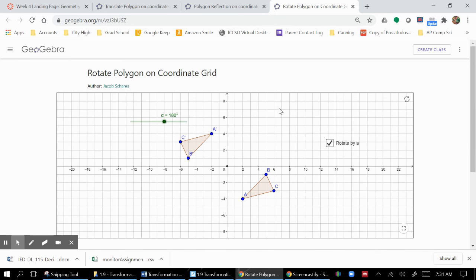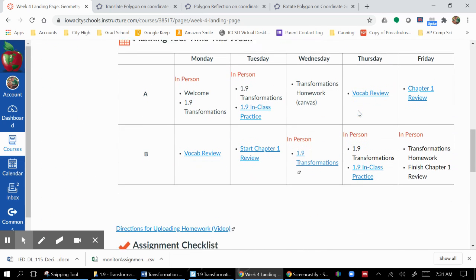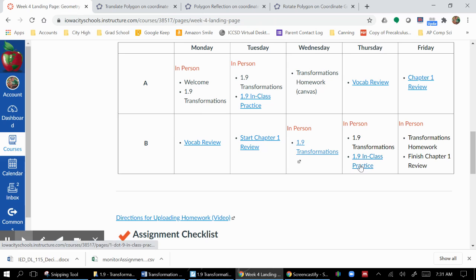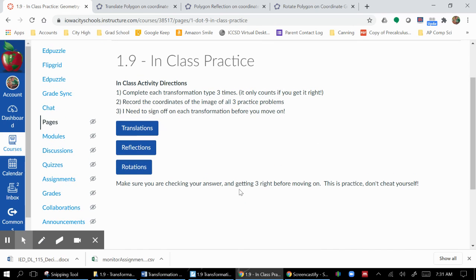So let's go into the activity that we're going to do today. If you are on the landing page for Canvas on your Chromebooks, you'll see right there on Thursday, you got 1.9 in-class practice. So we go ahead and click on that. And what you're going to see here is 3 separate quizzers. There's a quizzer for translations, a quizzer for reflections, and a quizzer for rotations. And so what you need to do is get that half sheet of paper. Hopefully the teacher has passed that out for you. And we'll just kind of do a couple of these together.